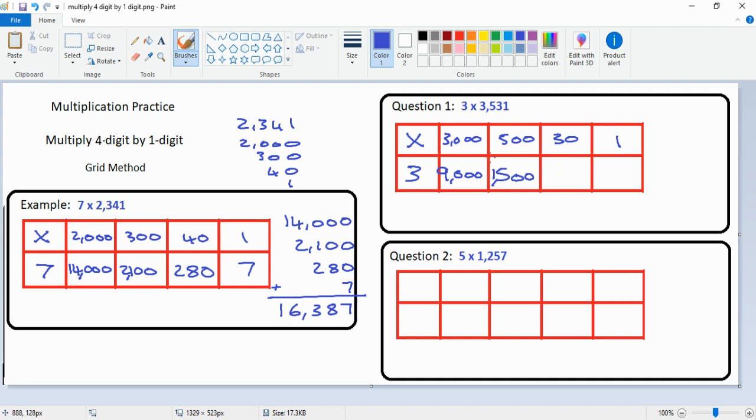3 times 30. Well, if I can't multiply 3 times 30, I can multiply 3 by 3 is 9. I hid the 0. I ignored it. Now I'm bringing it back. 1 0 here, I'll bring it back in. 3 times 1 is 3. So I've multiplied them out. Now I have to add.